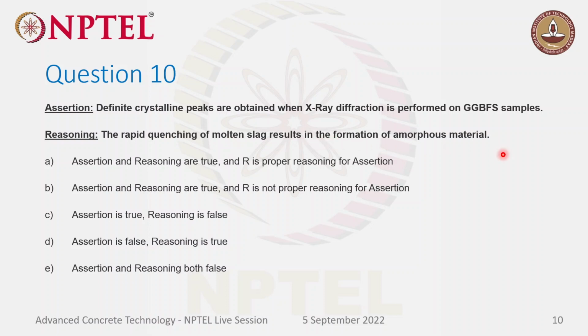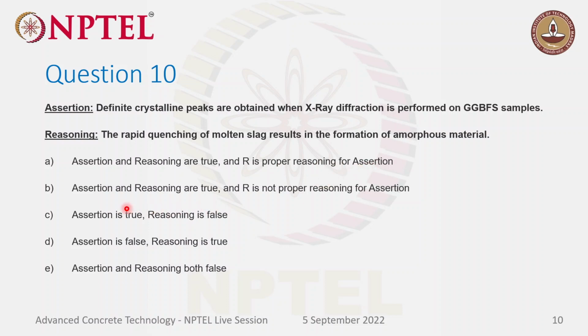So here are the 5 options. Please give an answer in the poll. Let me start the timer now for a minute. The first option says assertion and reasoning both are true, and the reasoning is the proper reasoning for the assertion.